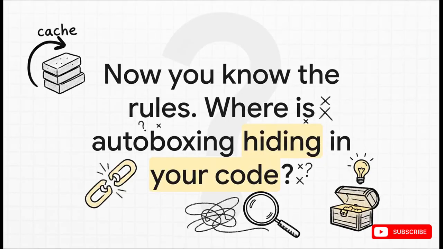So there you have it. Autoboxing is an incredibly powerful tool, but like any powerful tool, it comes with a few rules. By really understanding what's going on behind the scenes, the caching, those hidden method calls, the performance costs, you can really harness all its convenience without falling into these traps. So the question I'll leave you with is this. Now that you know what to look for, where are these hidden autoboxing issues lurking in your own projects?